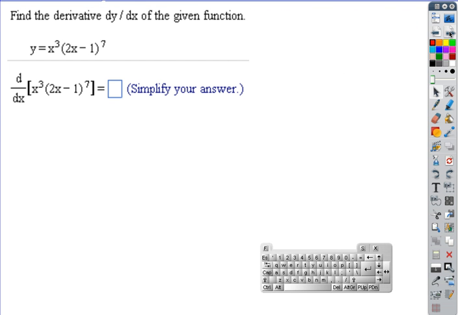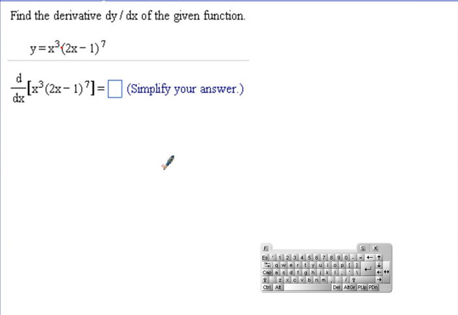Okay, here's one I want to do because this is a chain rule deal. We haven't done much chain rule stuff yet. So let's find the derivative of y. Now at the outermost level, what kind of an animal are we talking about here? It's multiplication. I've got a product of x cubed times the quantity 2x minus 1 to the 7th. So we have to use the product rule, right?